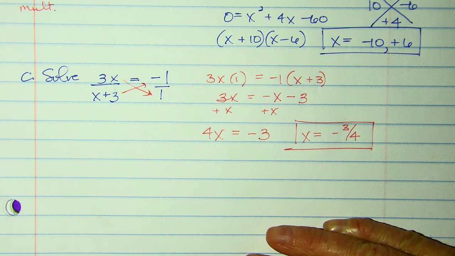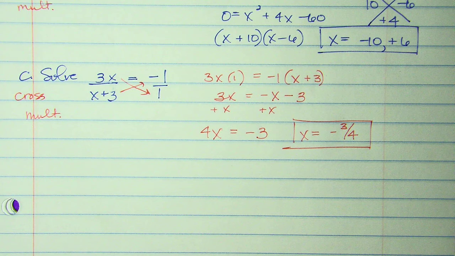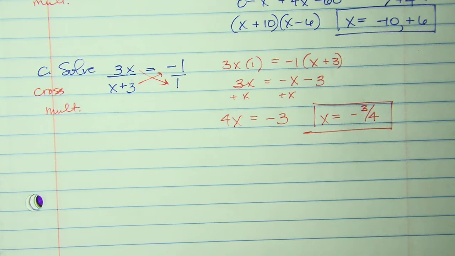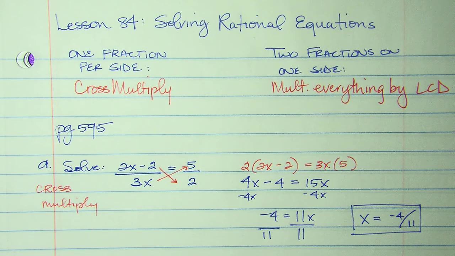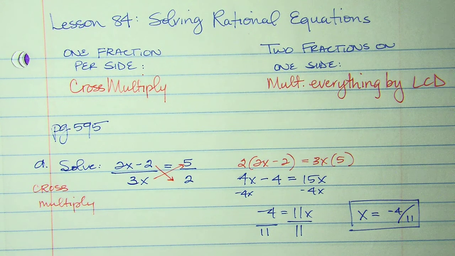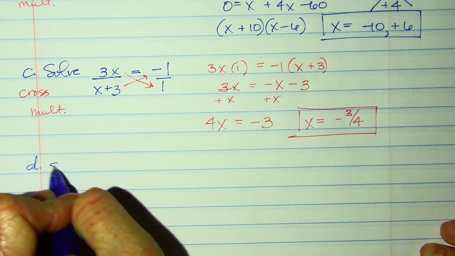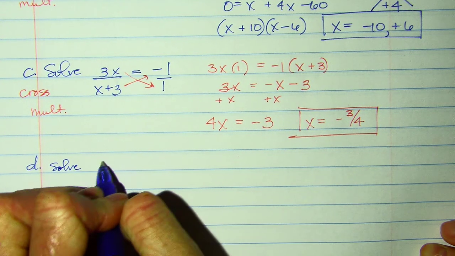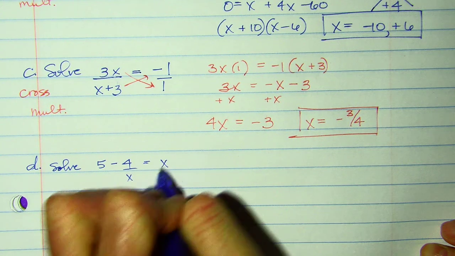For these first 3, I was able to cross multiply because I have a single fraction on each side. Now these next few are not like that. We're going to move on to this second method where I'm going to have more than one fraction on one side of the equal sign, so I'm going to need to multiply everything by the least common denominator. So in part D, we're going to solve 5 minus 4 over x equals x.